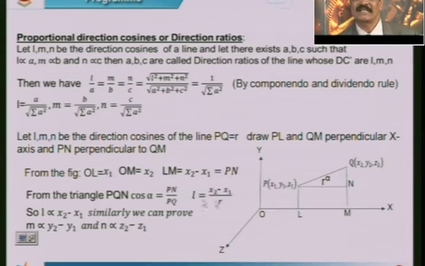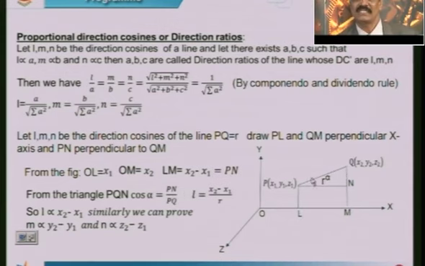Now this PQN is a right angle triangle, so take the cosine of this angle, cos alpha. I have given everything here. By the definition of cosine, cos alpha is the adjacent side PN over the hypotenuse PQ, so we get PN by PQ. Here cos alpha we know is L, and this PN is nothing but x2 minus x1, which I have calculated, and this distance PQ is R. Because R is the distance between P and Q, it's a constant, so 1 by R is another constant, therefore I can say L is proportional to x2 minus x1.